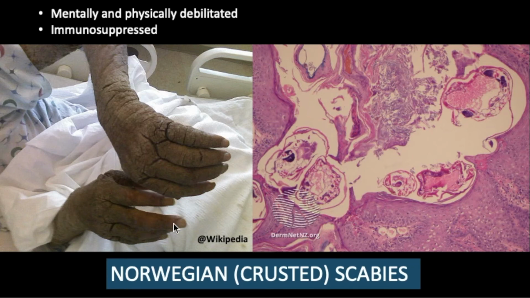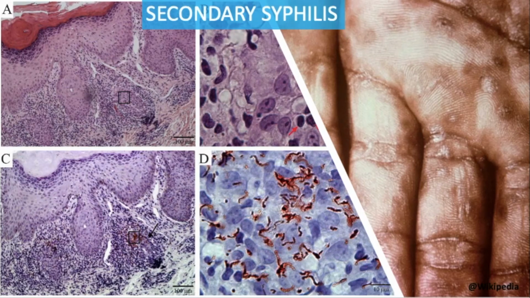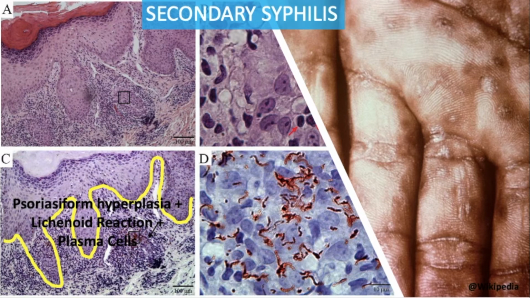Scabies is easy to recognize because of the organism in the corneal layer. Norwegian scabies is usually found in immune suppressed and physically debilitated individuals. Syphilis also has unique histology where we see the psoriasiform hyperplasia along with the lichenoid reaction and plasma cells. Whenever you see these three combinations, always order treponemal staining, and sometimes the results are very satisfying as we see in this picture.